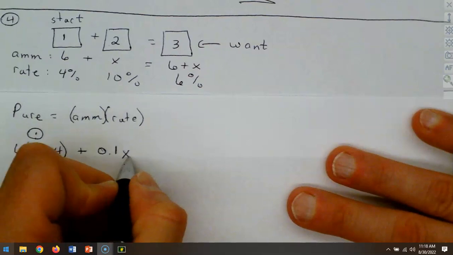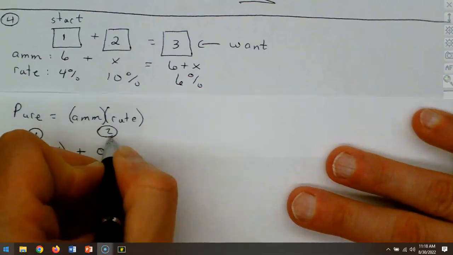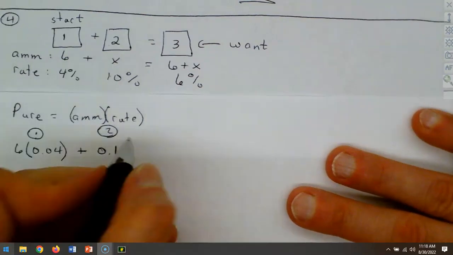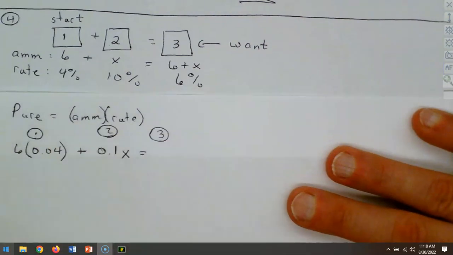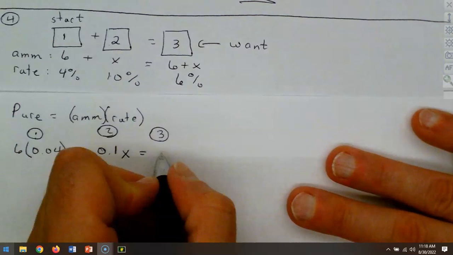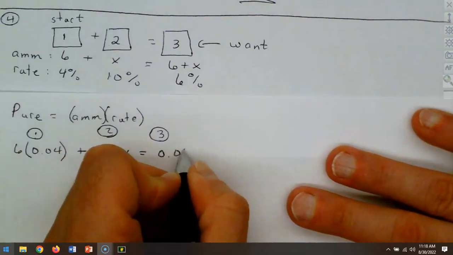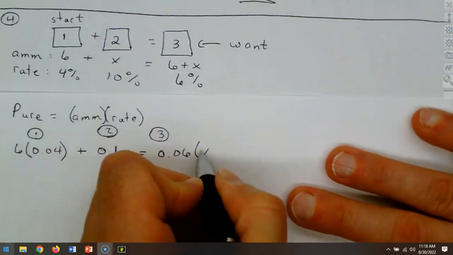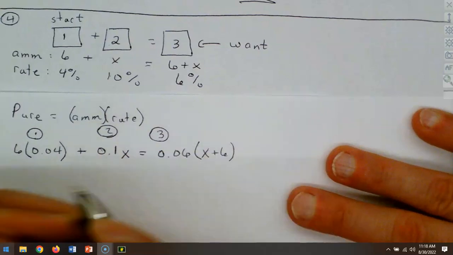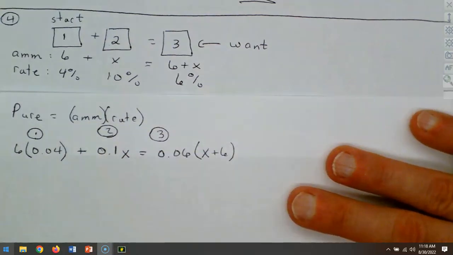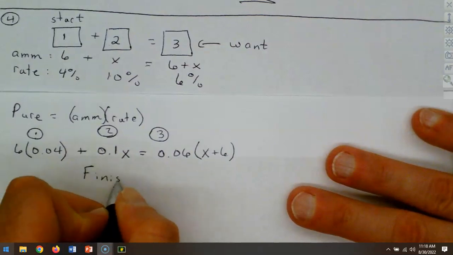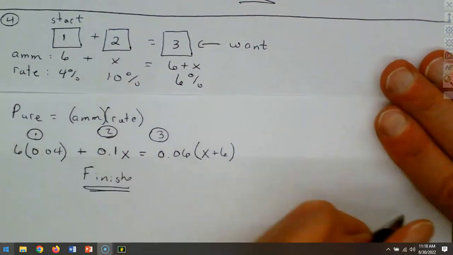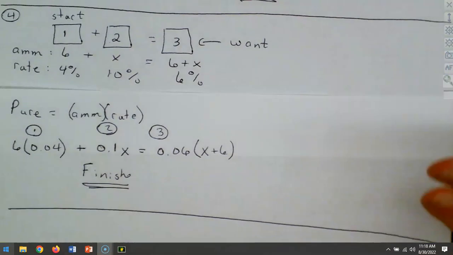How much is in there? Unknown amount, X. And what does it equal for the third one here? Okay, the third one is 0.06. And how much is in there? Yep, X plus 6 or 6 plus X. It doesn't matter. Remember, it's all commutative. You can switch the order, and you can finish it from there.